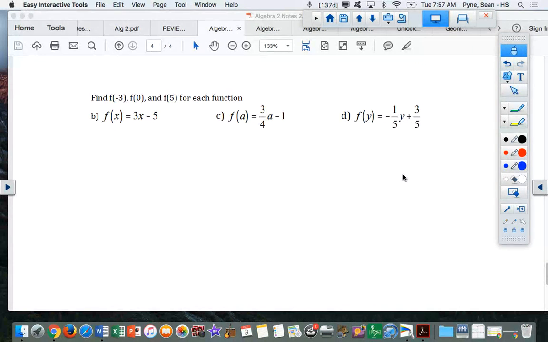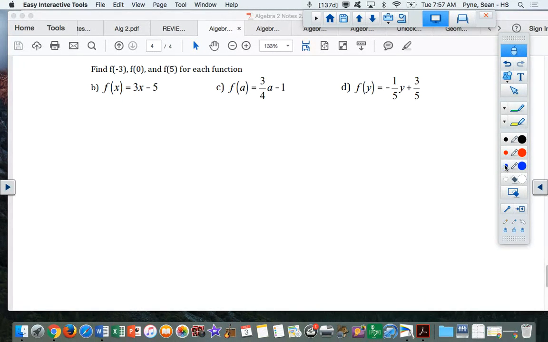All right. Now, this is why we do the function, the f of a letter. So they want us to be plugging in -3, 0, and 5 for each function. So this will take up a little bit of space. I'm going to be plugging -3 in for the x and then solving. So f of -3 equals 3 times -3 minus 5. I'm going to plug that in my calculator, and I get f of -3 equals -14.